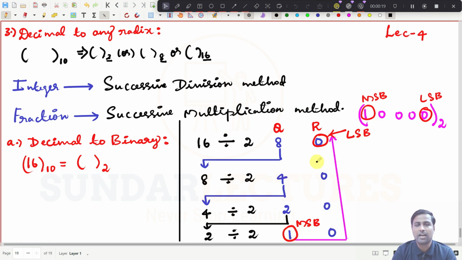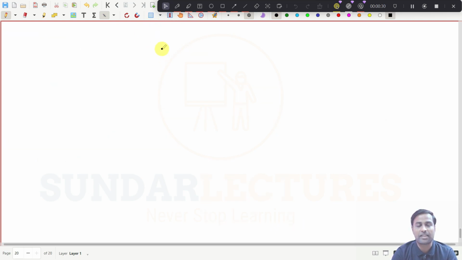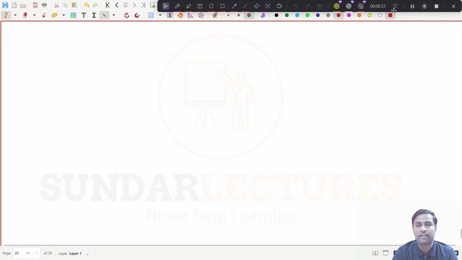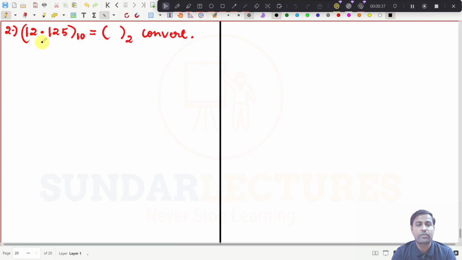So this is the successive division method to convert the decimal number into binary. Here we have done it for binary. Now we will take fractional numbers. For example, we have an example like this. This is the question: you have to convert 12.125 at base 10, this decimal value, into the equivalent binary number, right? Now you see, we have a separate integer part and a separate fractional part. Then you have to follow both methods.